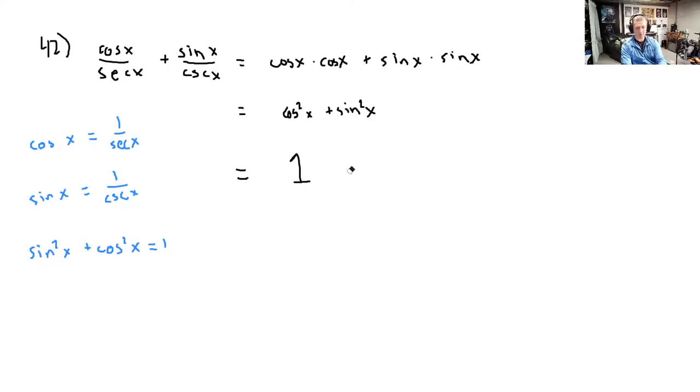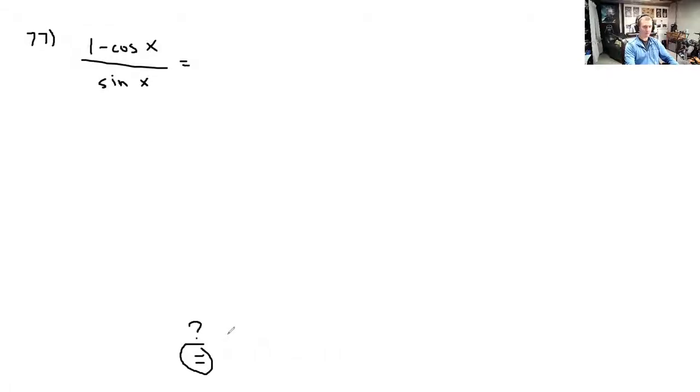Let me show you one sort of advanced technique. I don't know if you could call it that. Pro tip, when things aren't so obvious. This is another fractional one. This is problem 77. The number's really big, so you know it's a hard problem. It's 1 minus cosine of the angle divided by sine of the angle. They want us to show that this is equal to sine of the angle over 1 plus cosine of the angle.